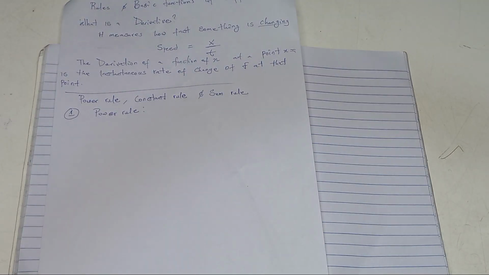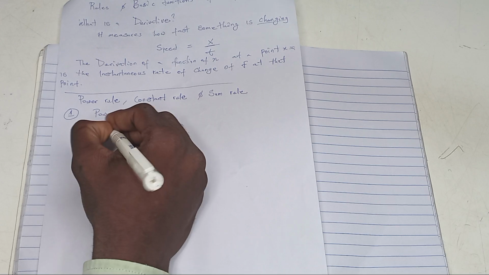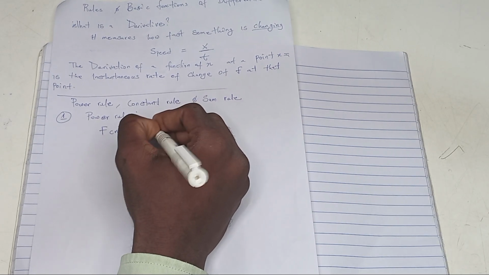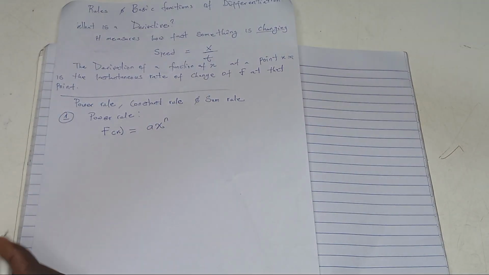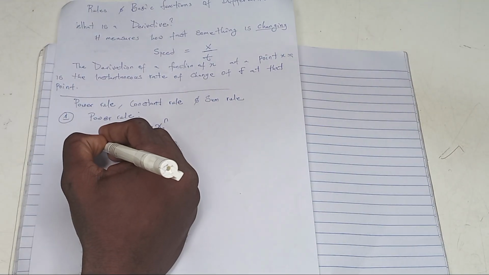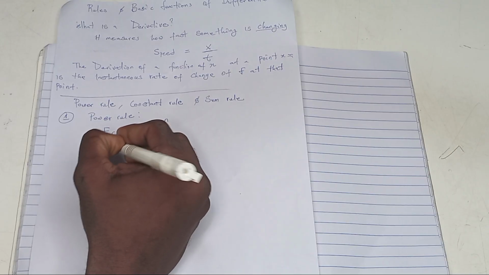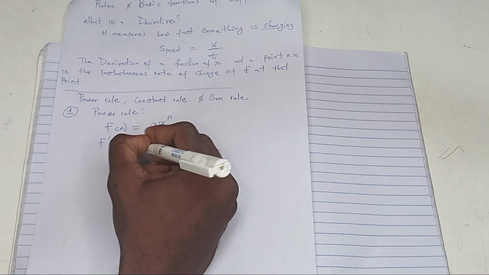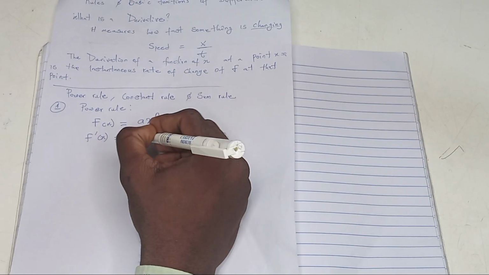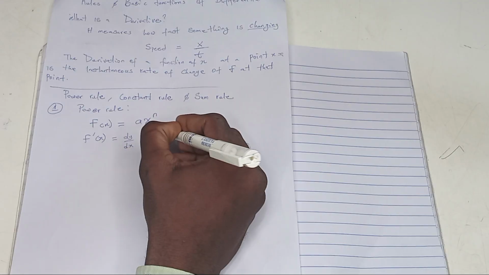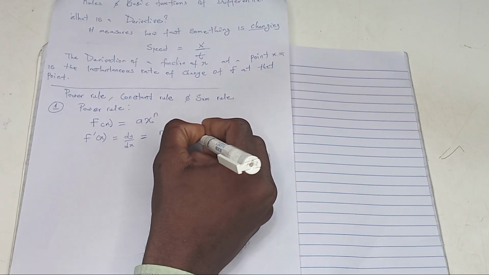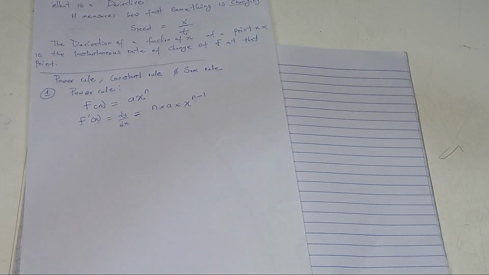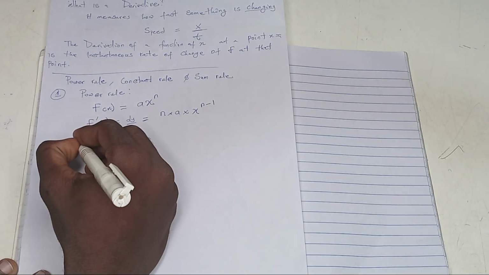Now, the power rule states that if a function of x is equal to a x raised to power n, the derivative, which is f prime of x, or what you all know as dy dx, is given as n times a times x raised to power n minus 1. Good. So, a quick example on that.